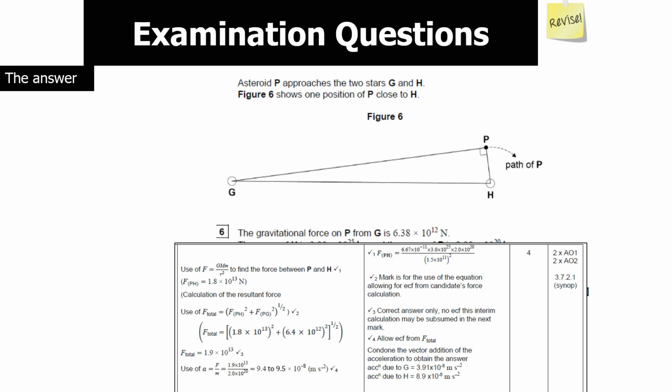We can then use the equation F equals ma to work out the acceleration. There's always a big alarm bell going off when you've been given a force and asked to work out an acceleration that you're going to have to use Newton's second law. So acceleration is force over mass. We can pop the numbers in, so it's 1.9 times 10 to the 13 over 2 times 10 to the 20, so we get 9.4 times 10 to the minus 8 meters per second squared.